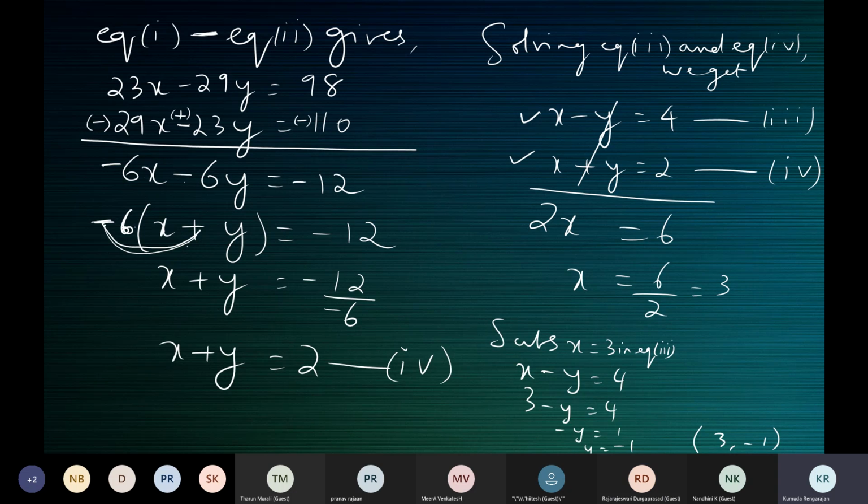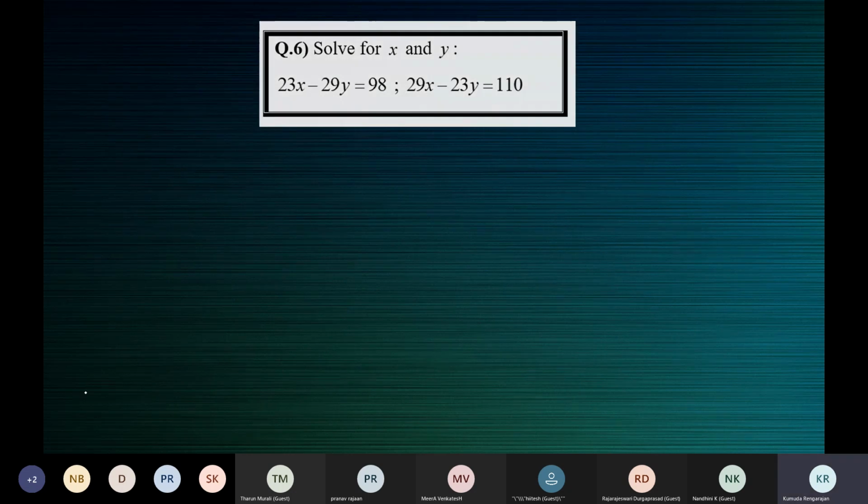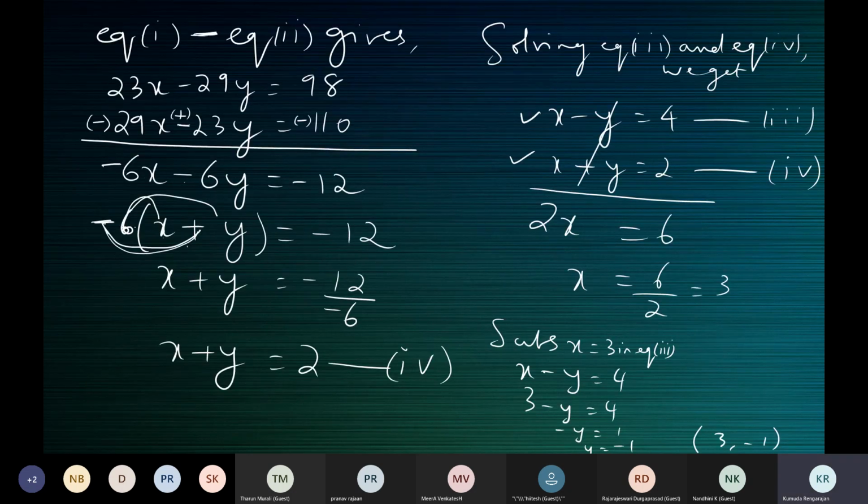When you multiply, minus 6 into x is minus 6x. Minus 6 into plus y is minus 6y. Yes, ma'am, that was my doubt. Thank you, ma'am. You can even take out, let me tell you here. First, class, finish the answer, then I'll tell you. Complete the answer, all of you.